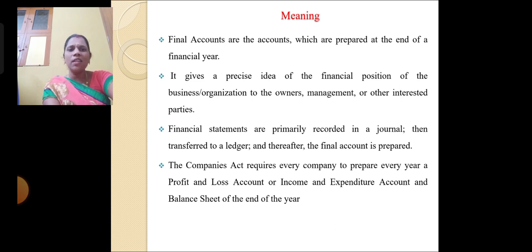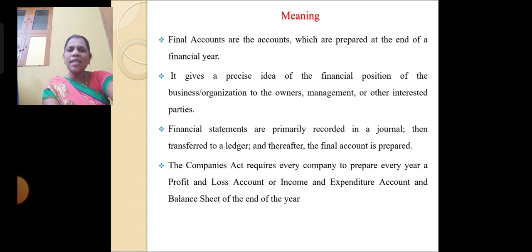Final accounts are the accounts which are prepared at the end of the accounting period. They give a clear idea about the current financial position of the company, business or enterprise, and the information is given to the owner, management or other interested parties.